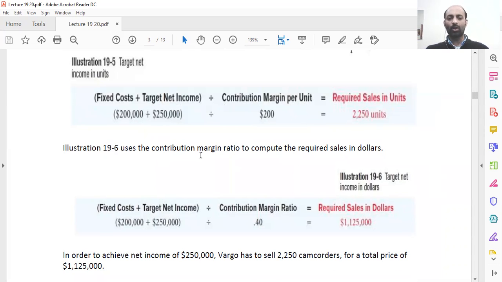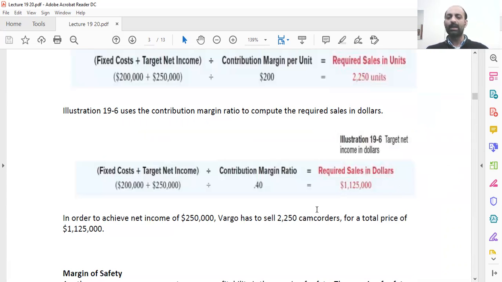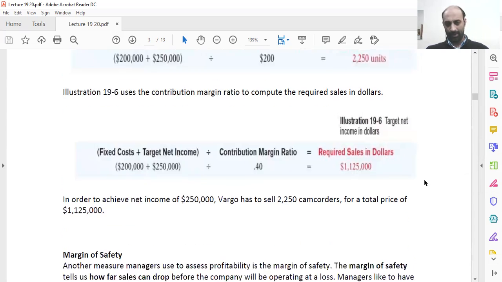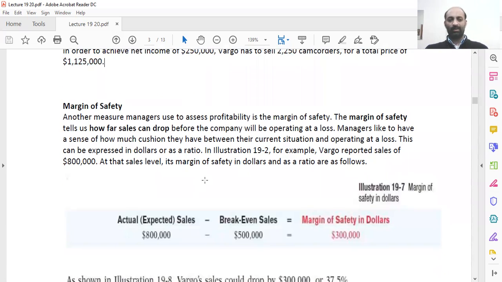Illustration 19.6 uses the contribution margin ratio to compute the required sales in dollars. So this was the required sales in units. Now we will calculate required sales in dollars. We know the fixed cost, we know the target net income. When we divide it by the contribution margin ratio, we get the required sales in dollars. So if you do sales of $1.125 million, you will earn a profit of $250,000 on it. In order to achieve this net income, Vargo has to sell 2,250 camcorders for a total price of 1.125 million.